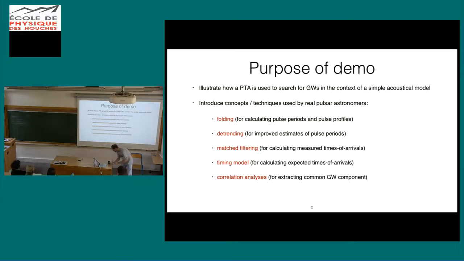So let me just start. Here's roughly how the demo goes. I'll first explain what we do in general, and then I'll show you how it's supposed to work on sample data, and then we will do it live and see what happens.